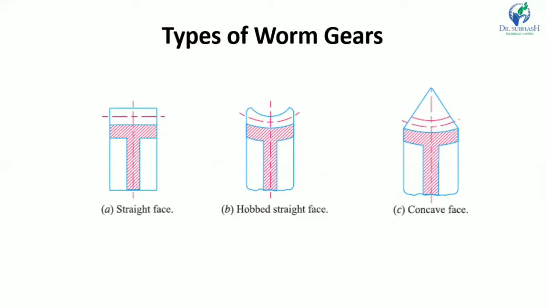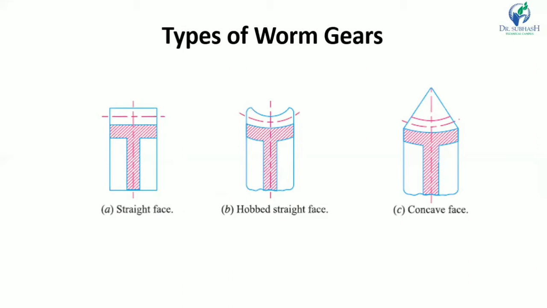So generally there are three types of worm gears. Worm gear is used mostly where the power source operates at a high speed and the output is at a low speed with high torque. It is also used in some cars and trucks.